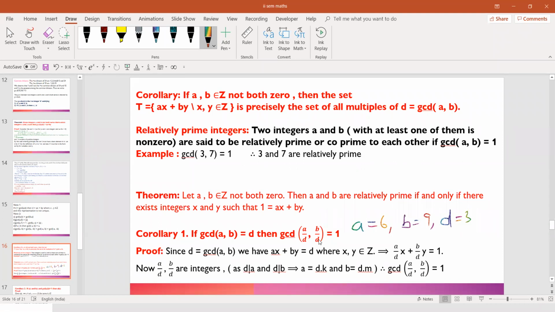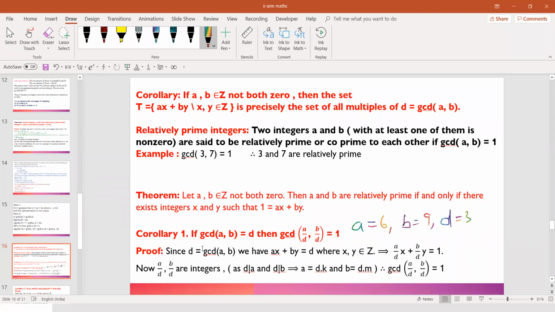D is a divisor of A. So definitely A by D is an integer, right? Which integer is that? A by D is 2. What is B by D? 9 by 3. It is 3. So even though it looks like a fraction, they are not fractions, they are integers.